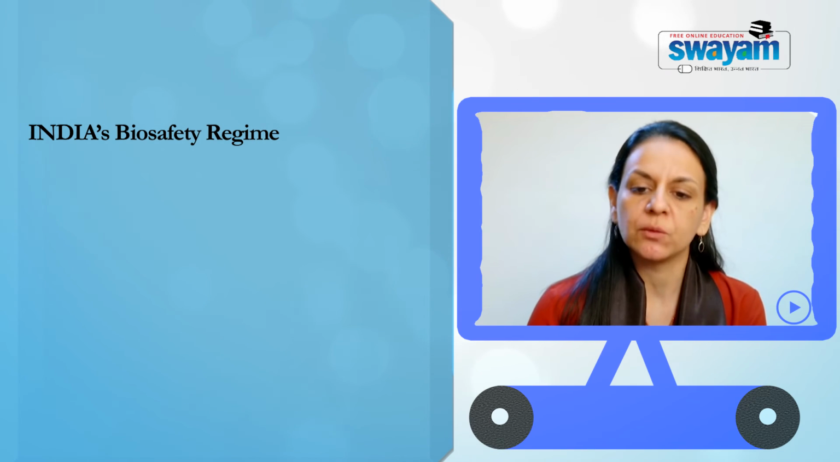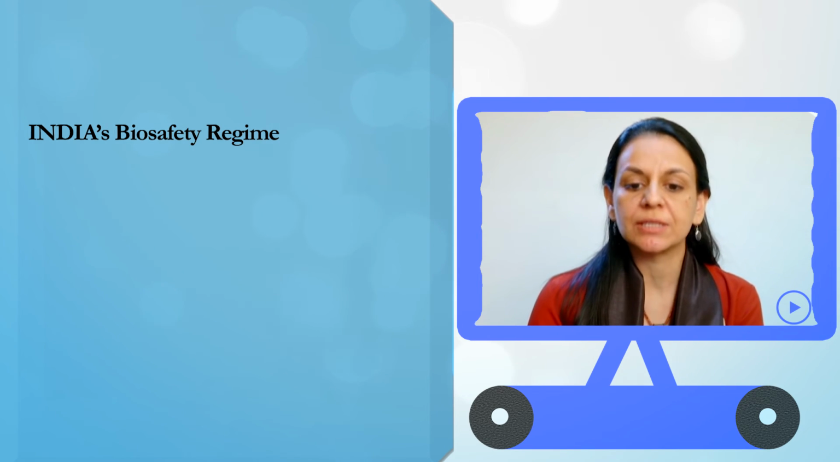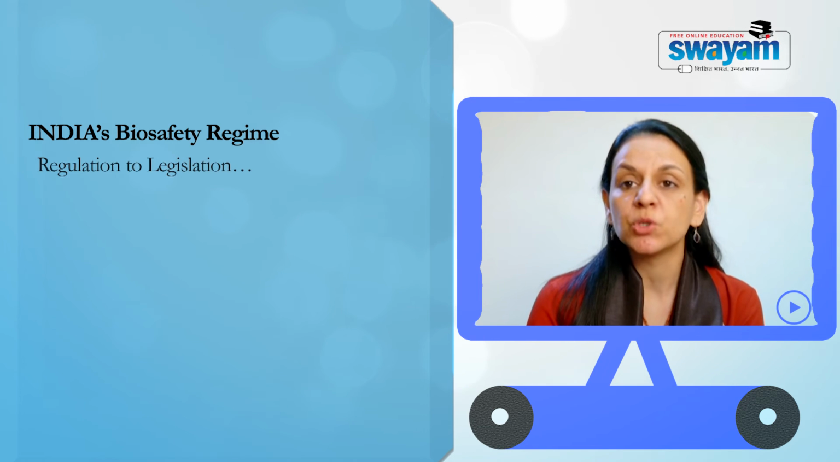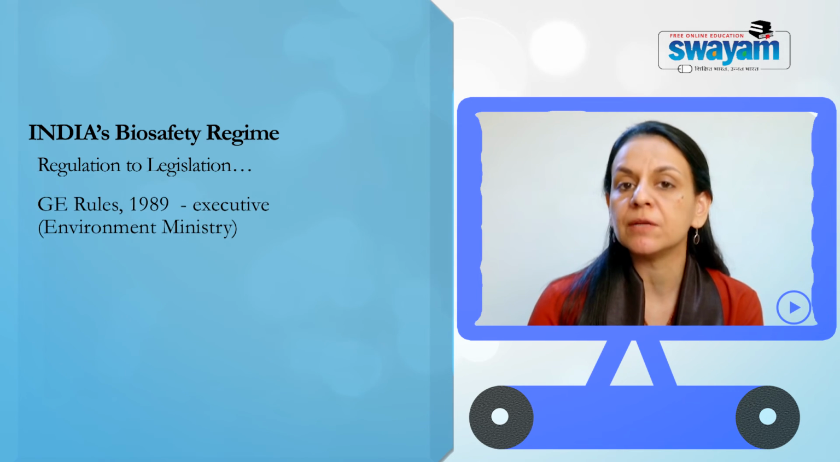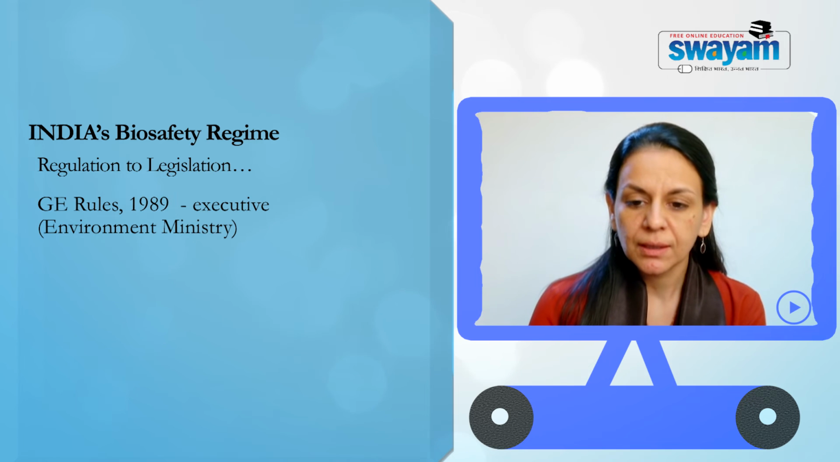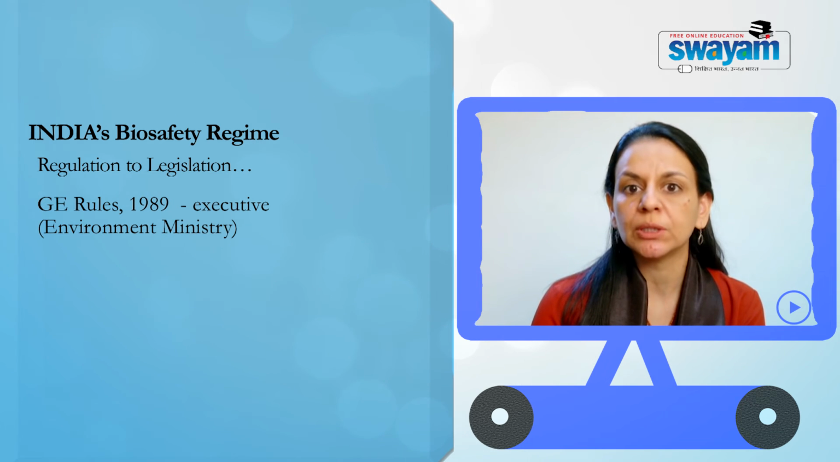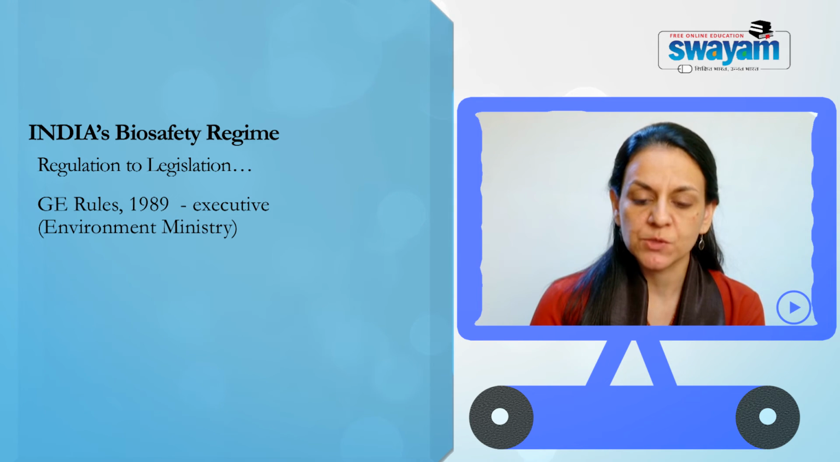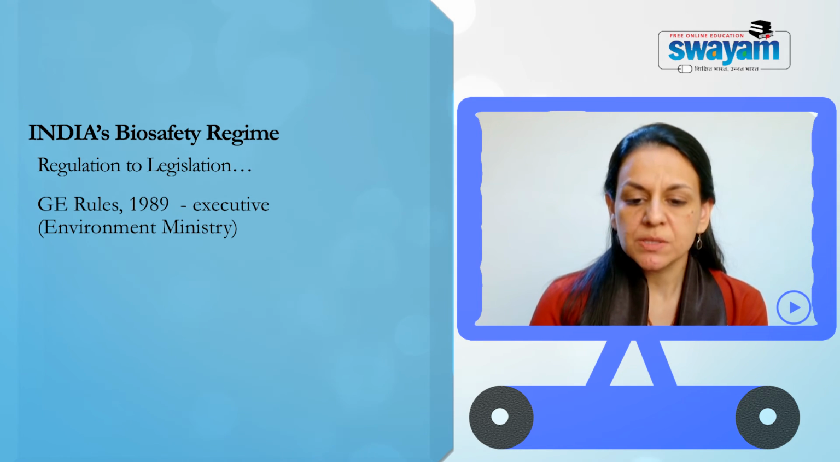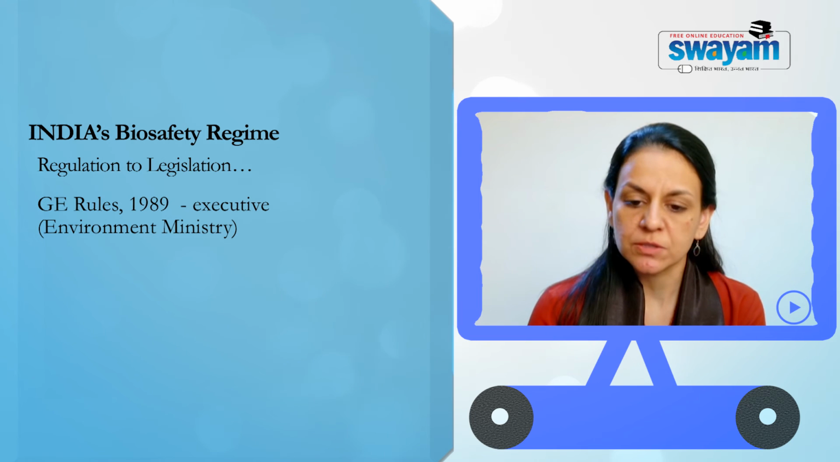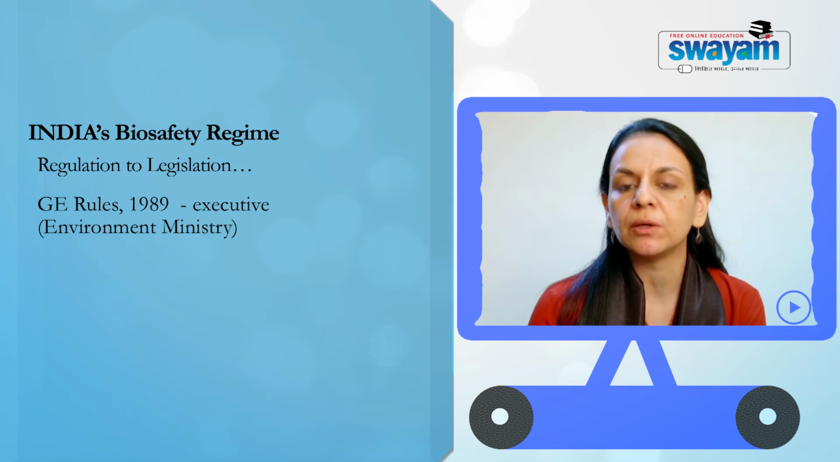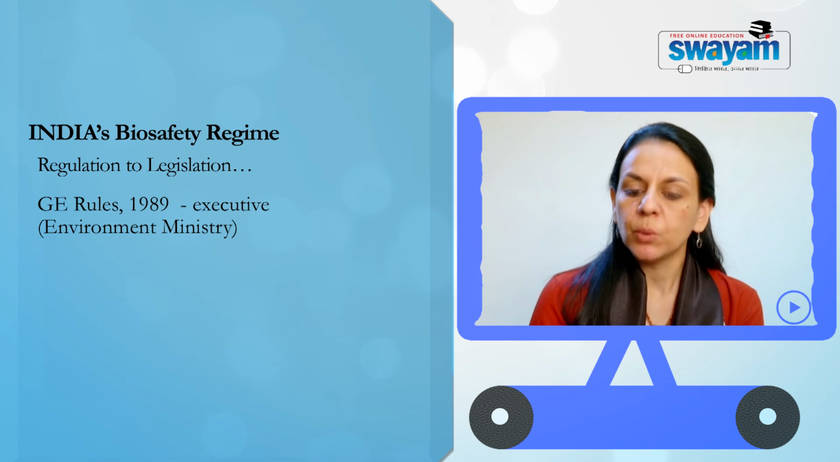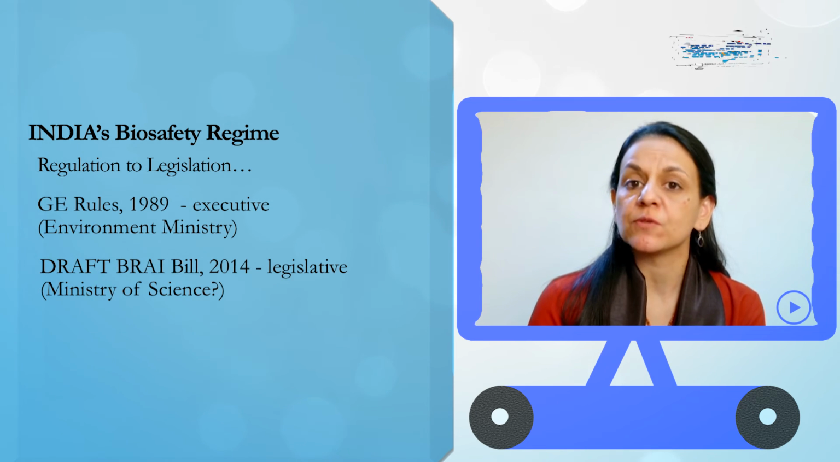So in India, what does the biosafety regime look like? We are in a state of transition between the existing regulation, which are executive rules called the Genetically Engineered Rules of 1989, which have been issued under the umbrella Environment Protection Act of 1986. And it is the Environment Ministry which is the nodal governmental agency at the central level to deal with the issue of biosafety. Yet there is much discussion on a legislative initiative, because we have a draft Biotechnology Regulatory Authority of India bill, which is supposed to be tagged with the Ministry of Science.